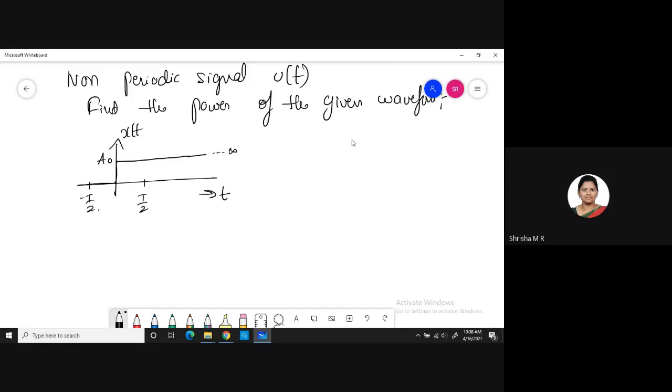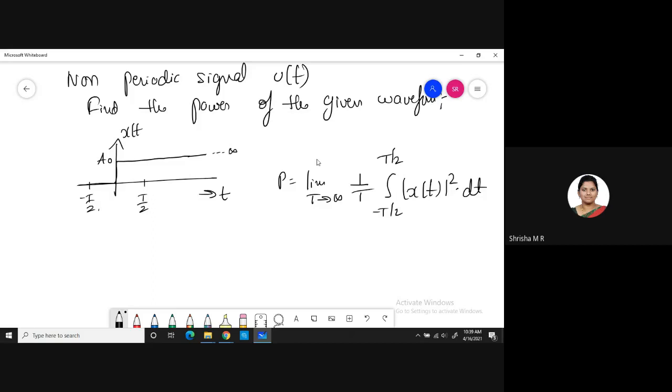So could anyone tell me the power equation for a non-periodic signal, continuous time? P is equal to limit T tends to infinity 1 by T integral from minus T by 2 to T by 2 of modulus of x of t square into dt. Correct? So now we'll try to solve this.